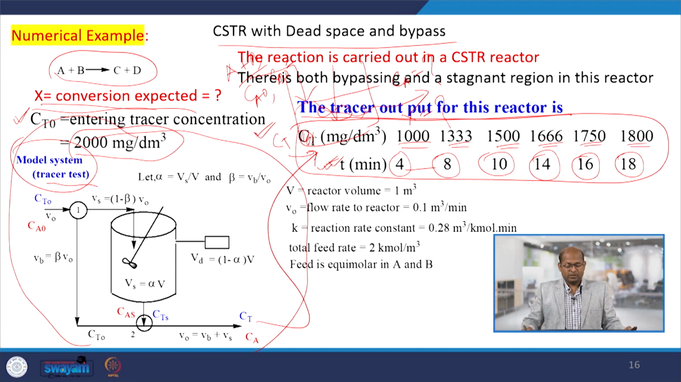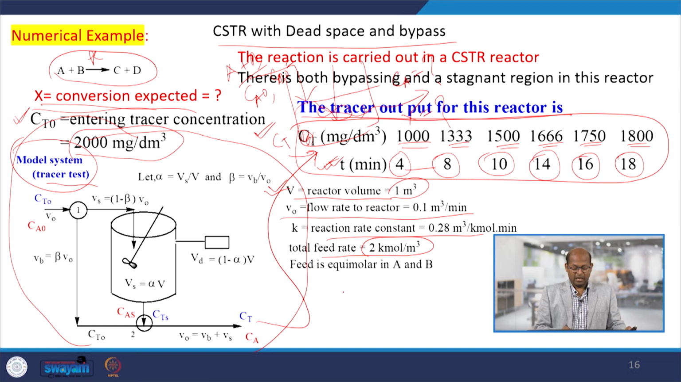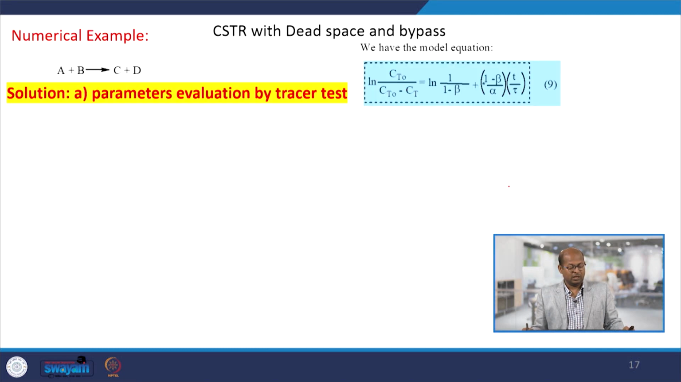Okay. And the other parameters are given: system volume or reactor volume is 1 meter cube, volumetric flow rate is given, the reaction rate constant is given for this particular reaction, and the total feed concentration is 2 kilomole per meter cube, and an equimolar feed is there, A and B both. So, feed concentration is 2 kilomole per meter cube, and volumetric flow rate is given. Okay. So, now we have to start solving this.